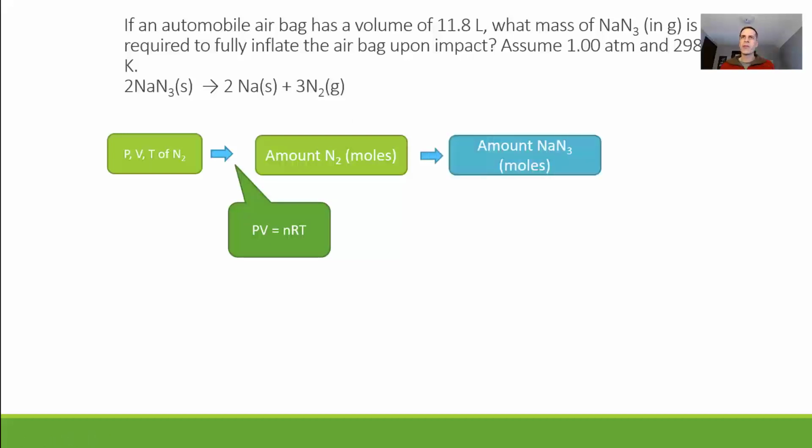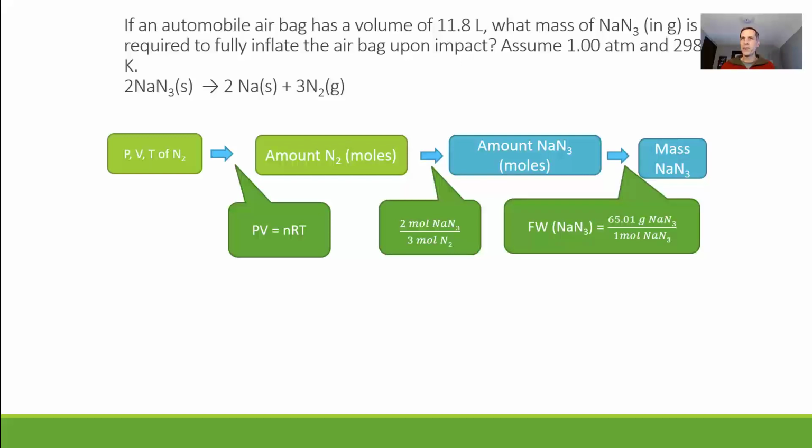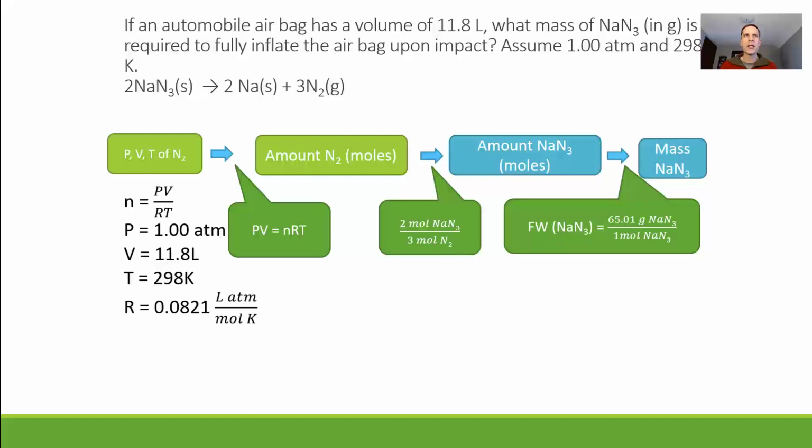And then once we have that, we should be able to figure out the moles of sodium azide that we have because we have a balanced equation. Okay, so that's that link. And so we know we've got 2 moles of sodium azide for 3 moles of N2. And once we've done that, we should be able to figure out our mass of sodium azide. And hopefully you're looking at that. And so that's going to be using our formula weight. So we have all the information here.